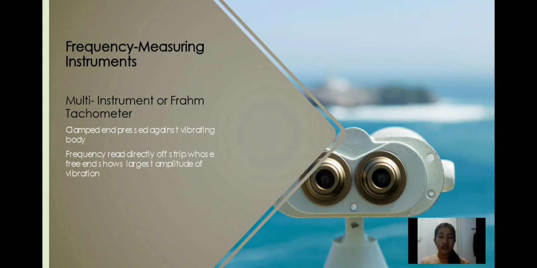The second frequency measuring instrument is the multi-reed instrument or tachometer. Clamp and press against the vibrating body. Frequency is read directly off the strip whose free end shows the largest amplitude of vibration.